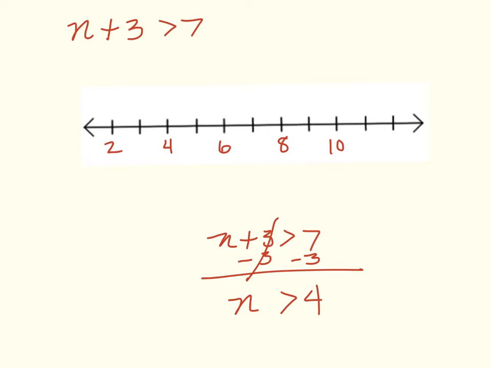It can't be equal to 4, so I'm going to draw a circle. It must be greater than 4. So I'm going to draw an arrow pointing towards the greater values. Okay, now let's try it with subtraction.